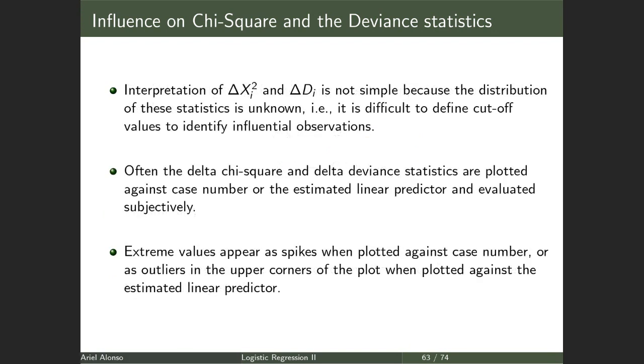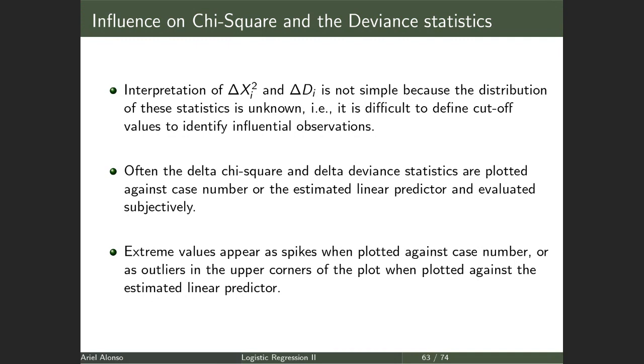But you use them in an exploratory way. So again, interpretation is not simple, because the distribution of these statistics is unknown. So you cannot define a cutoff value to identify the influential observations. What people do is plot these things, for instance, against the identifier of the subject, the case number, or against the estimator of the linear predictor. Then you subjectively evaluate that graph. If you get peaks or spikes in your graph, then probably the points there that are above all the rest may be problematic.